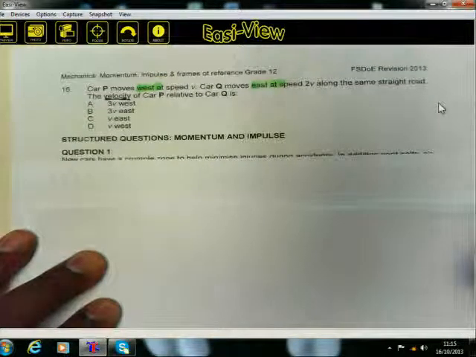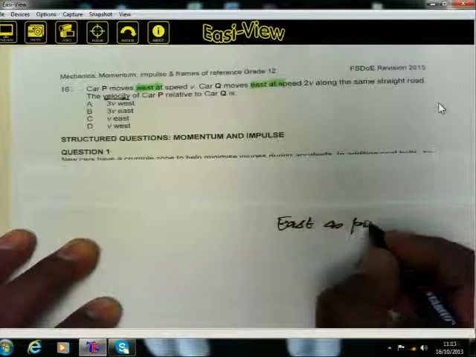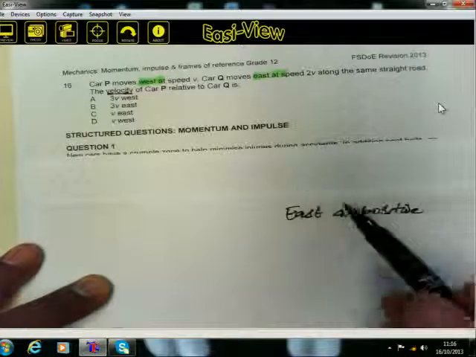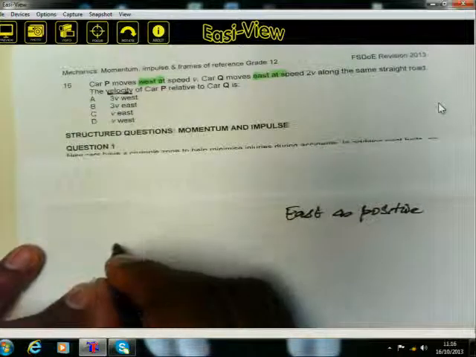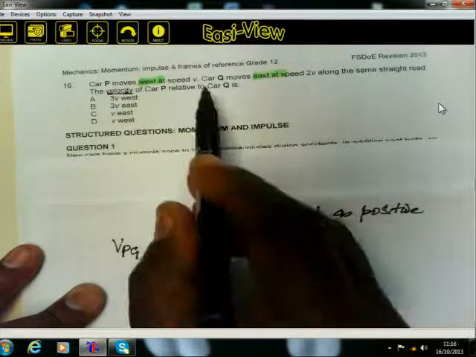So we can choose the direction. Remember, you choose the direction according to how comfortable you will be with that direction. Don't worry about whether you are expected to choose east as positive or west as positive. With practice you will see which one you are comfortable with. So if we take, for example, east as positive, then we will say that car P, the velocity of car P relative to the ground is given as V.